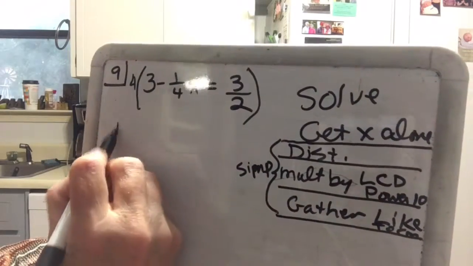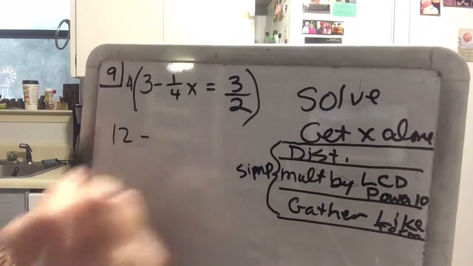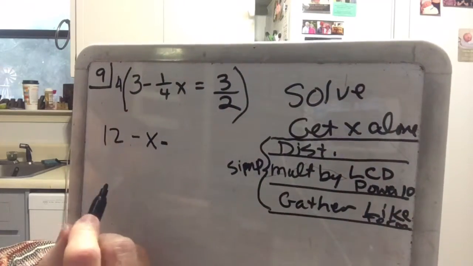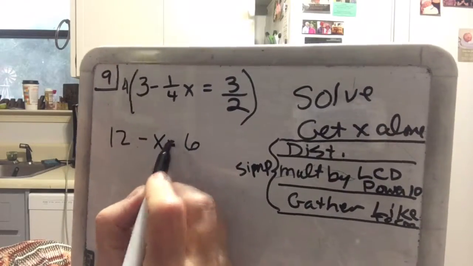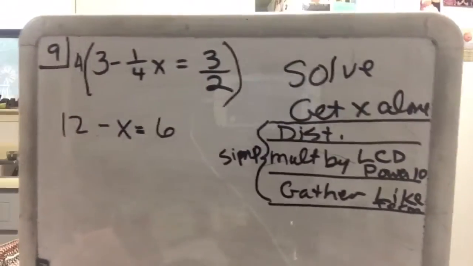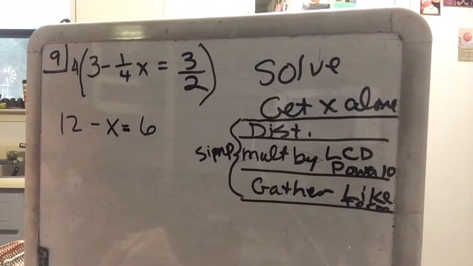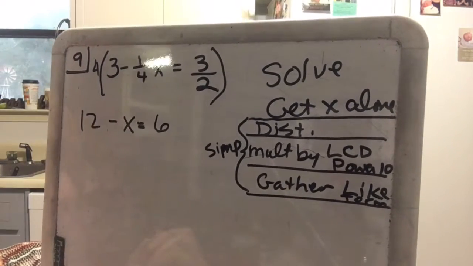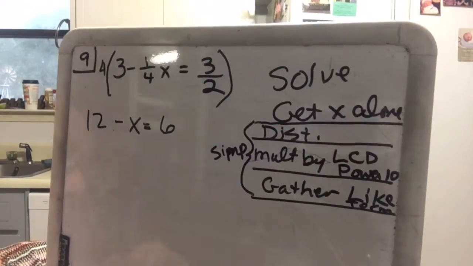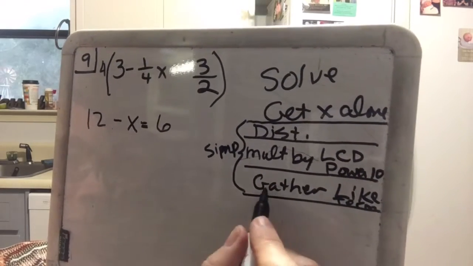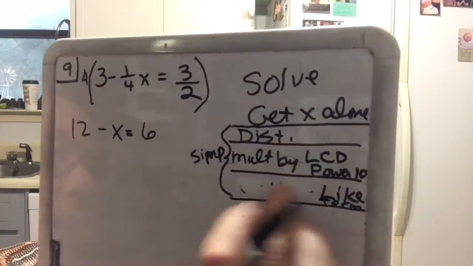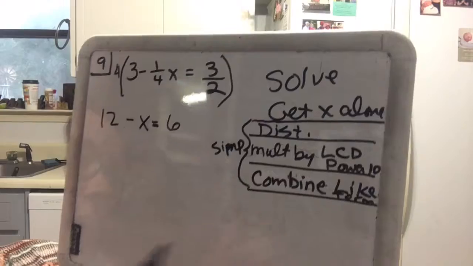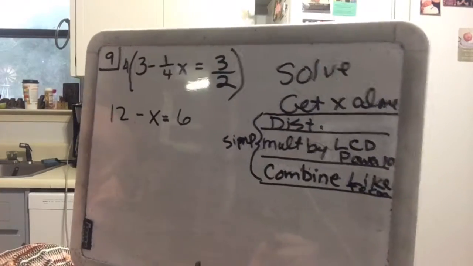So I'm going to get 4 times 3 is 12, minus 4 times 1/4 is just 1, so that's going to leave the x, is equal to 4 times 3/2, which is going to be a 6. Okay, there's my equal sign. All right, so much friendlier to look at. And remember, when we're trying to solve, we're going to get our x alone. So we've basically done all the simplification that we can do, because on this one, we'll just say combine like terms is in that step, not gather. Combine like terms, okay? So now we're actually going into the solve of the problem.